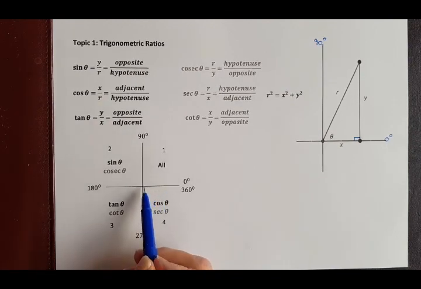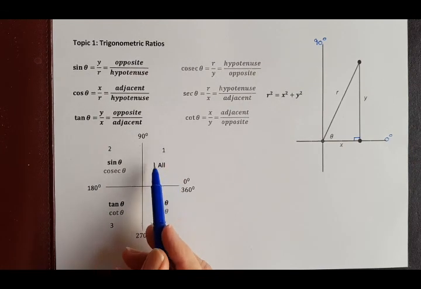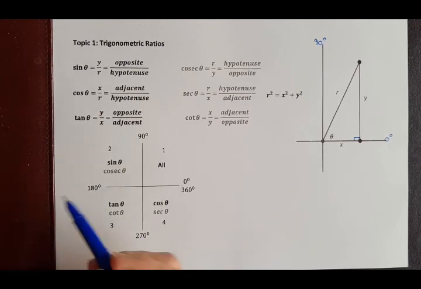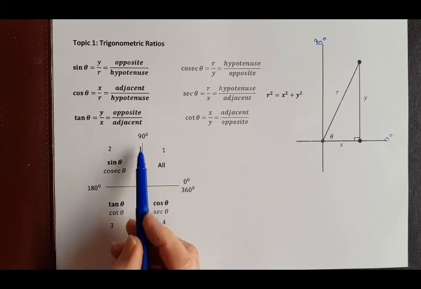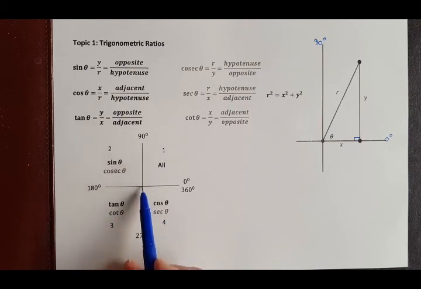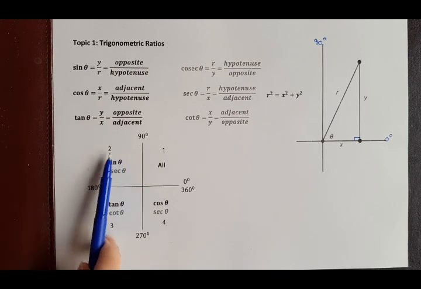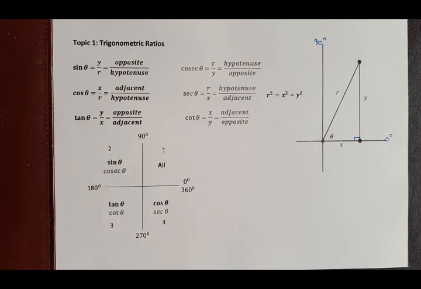So in the first quadrant, x is positive, y is positive, r is always positive, and so all your ratios are positive. In the second quadrant, your x value is negative and your y value is positive. So the only ratios that are always positive in the second quadrant are sine and cosec.